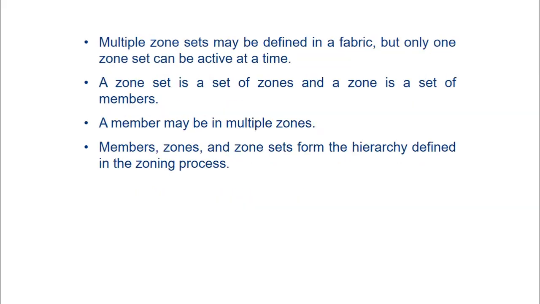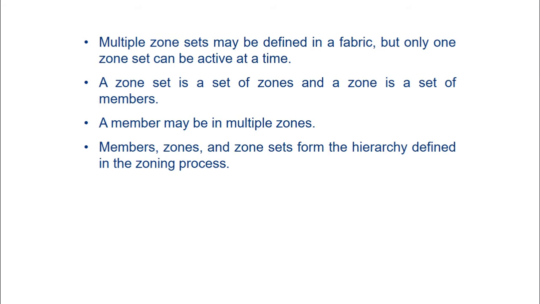Multiple zone sets can be defined in a fabric, but only one zone set can be active at a time. A zone set is a set of zones, and a zone is a set of members, which are basically nodes. Nodes are also called members. They are used to form one zone, and a set of zones is called a zone set. A member may be in multiple zones. There is no rule that a member has to be part of only one zone. A member can be a part of more than one zone.